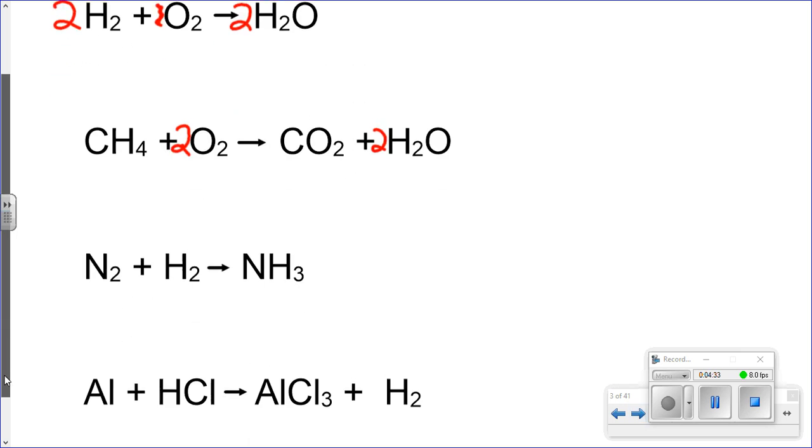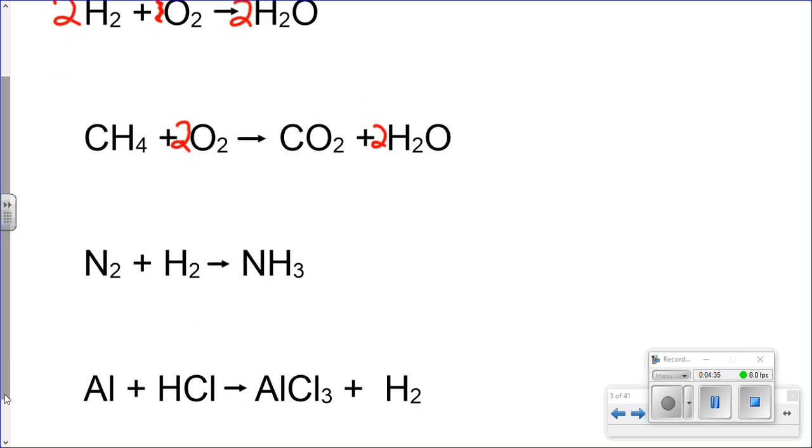Let's move down to this bottom one, or at least the N2 plus H2. Okay? Again, pause the video anytime you need to. You'll notice that there are 2 nitrogens here, but only 1, so let's put a 2 in front. Again, only adding coefficients. Well, that gives us how many hydrogens here? If you're thinking 6 hydrogens, you're correct. There's only 2 here, so I need 6. So I better put a 3 in front. So just to erase all the extraneous stuff, that's the final answer.